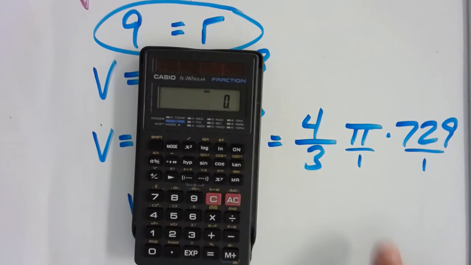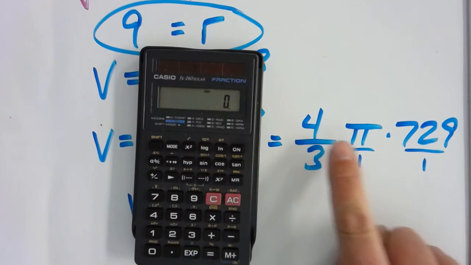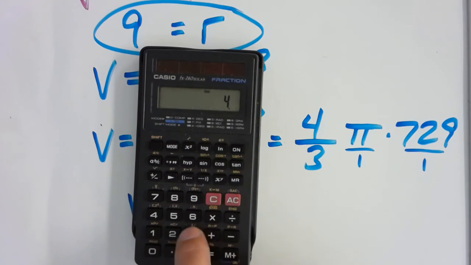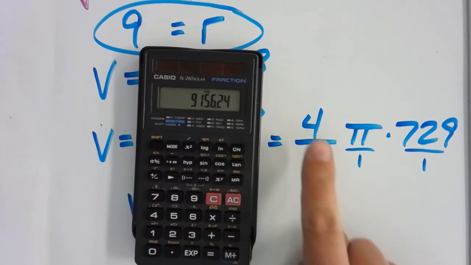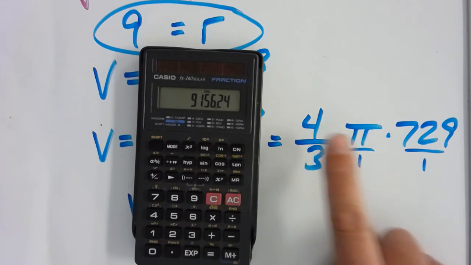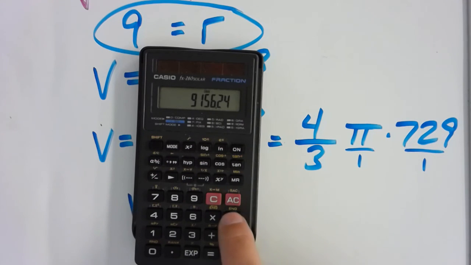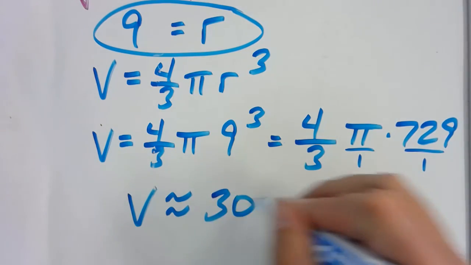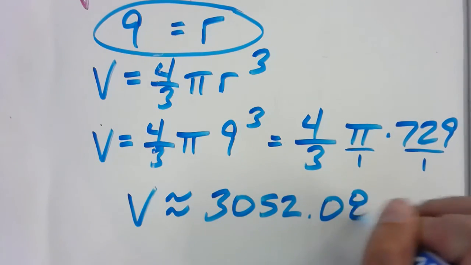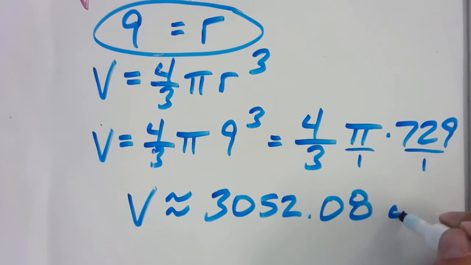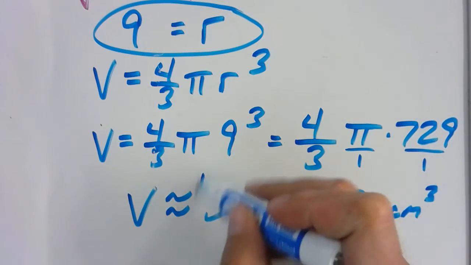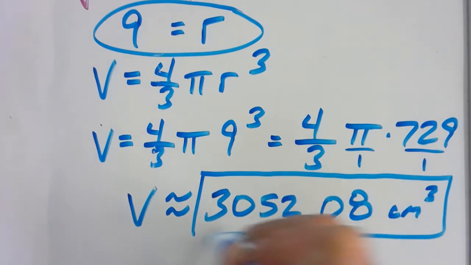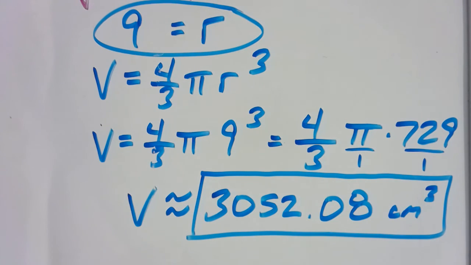So just to kind of run through this, I'm going to deal with my numerators first. 4 times pi times 729. 4 times 3.14 times 729. There's my numerator. Just remember that I'm dividing by 3. So after I go through that, I'm going to divide by 3. And there's my result. So my final answer here in this case is 3052.08. And since this is volume, my initial units were centimeters. This is going to be cubic centimeters. This would be my final result for volume, given the surface area at the beginning of the problem.